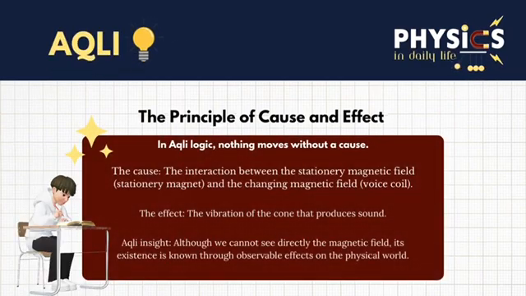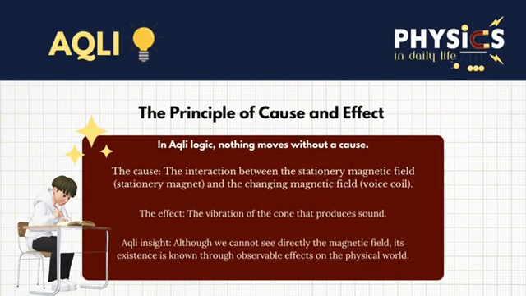Now, let's take a look at IT knowledge related to the electromagnetism concept in a speaker. The principle of cause and effect. In IT logic, nothing moves without a cause. The cause is the interaction between the stationary magnetic field from the stationary magnet and the changing magnetic field from the voice coil. The effect is the vibration of the cone that produces sound. Although we cannot see the magnetic field directly, its existence is known through observable effects on the physical world.